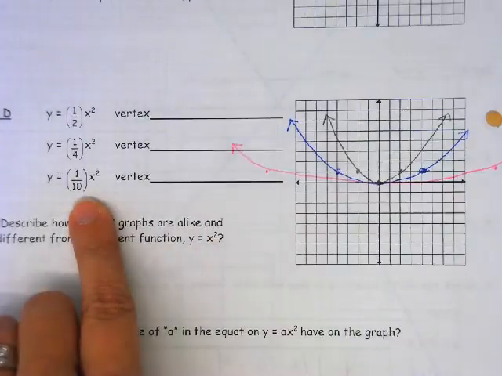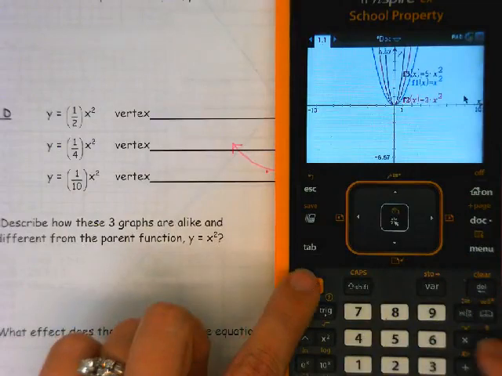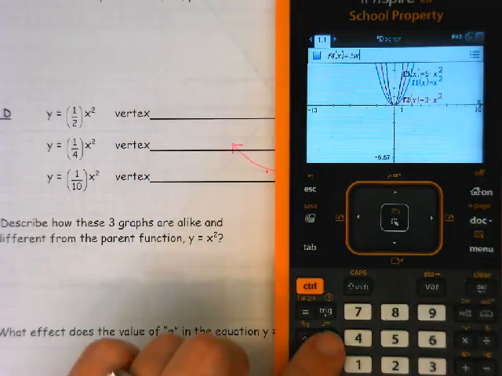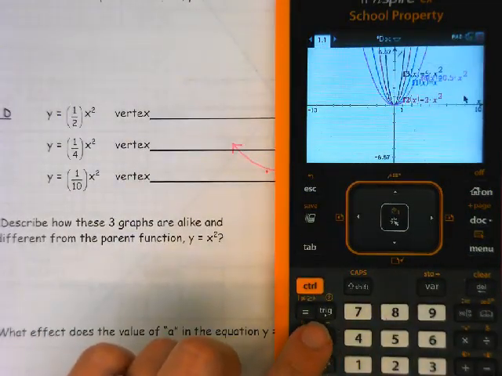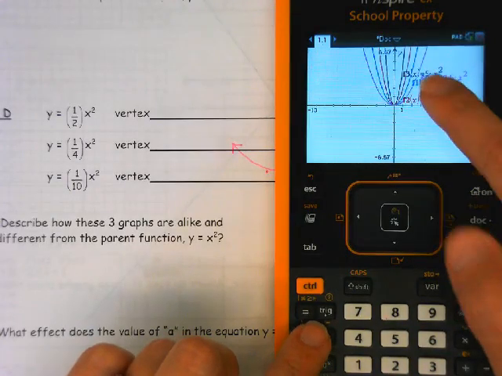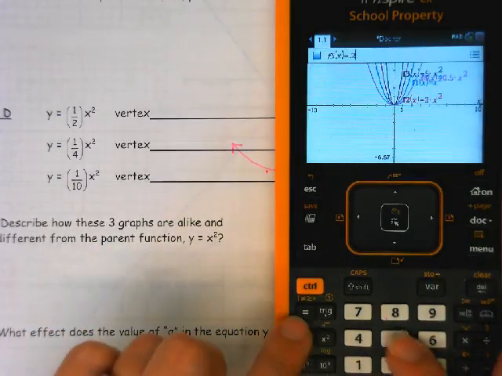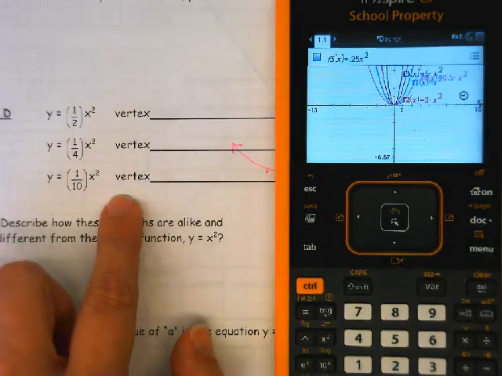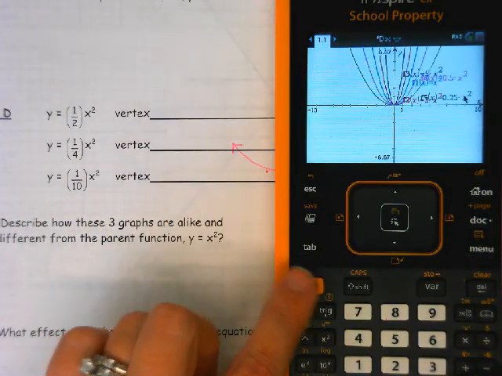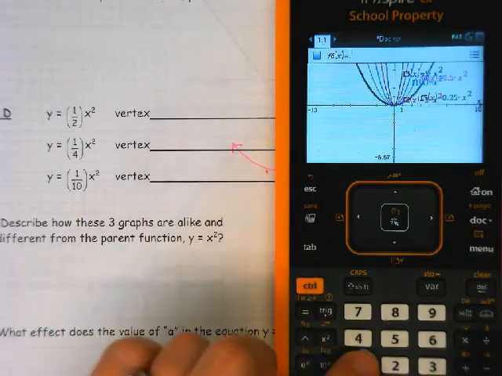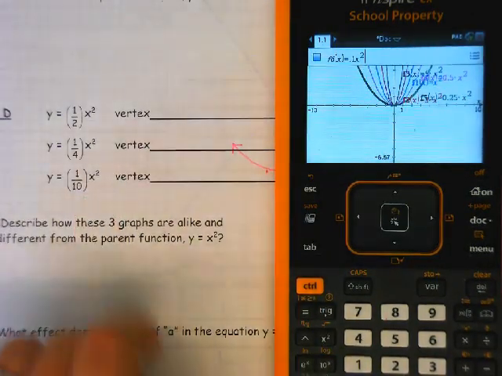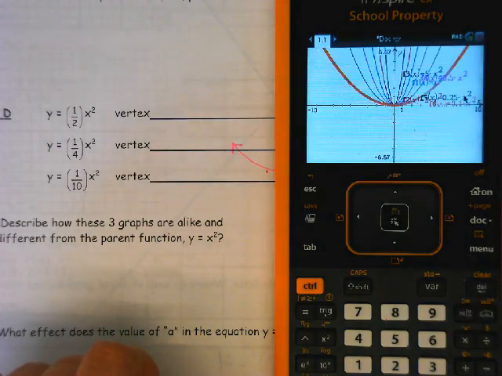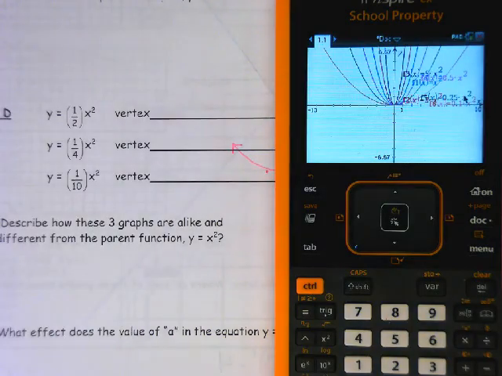And you could even put those into the calculator to verify it, right? We could say 0.5 x squared. Look at that. It's this purple one. I could put in 0.25 x squared. There's the green one. And then you can say 0.1 x squared for 1/10. And it's super duper wide with the red. Do you see that?